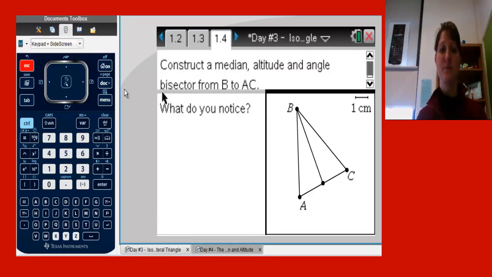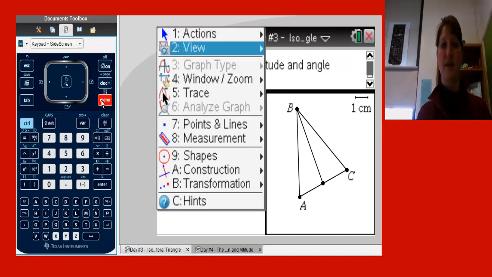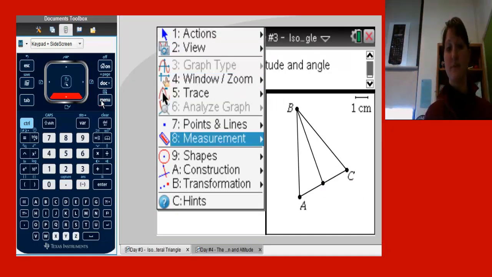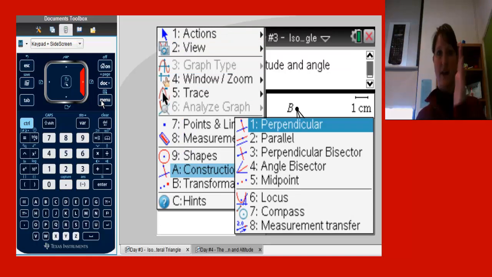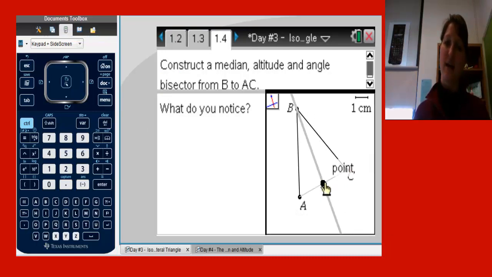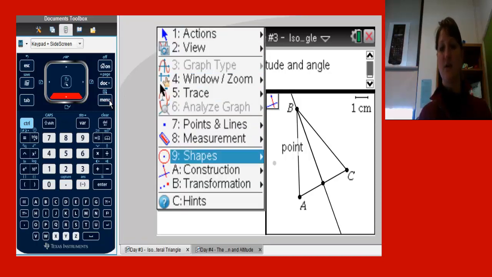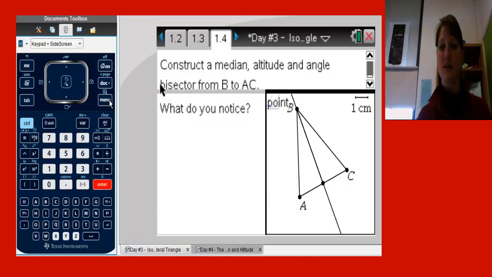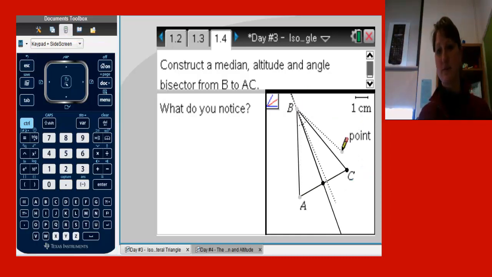Now, altitude is the height. Altitude is always perpendicular to the side and it goes through a vertex. So I'm going to choose perpendicular. I want it to be perpendicular to that side and I want it to go through B. And then the last one is an angle bisector. So again, I'll go to construction and choose angle bisector. I'll outline angle B because that's the angle I want to bisect. And then what do you notice?